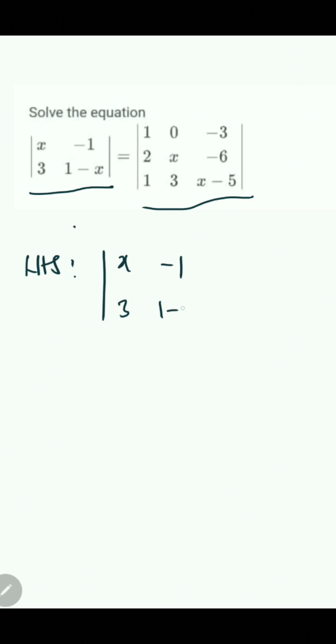So in this video I'm going to solve the determinant of a 2 by 2 matrix and equate it to the determinant of a 3 by 3 matrix, and what we're looking for is the value of x. We're going to first start with solving the left hand side. That's the determinant of a 2 by 2 matrix that you can see there on the left, written in this manner.